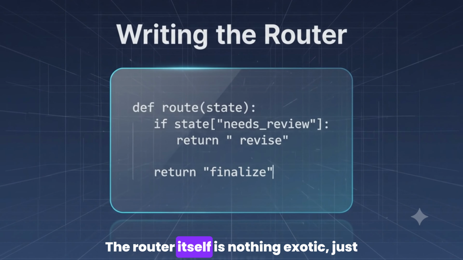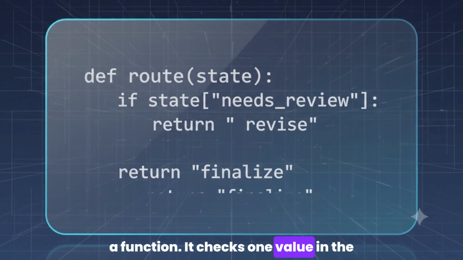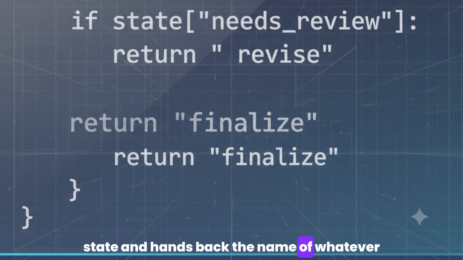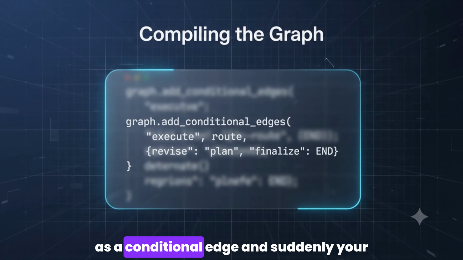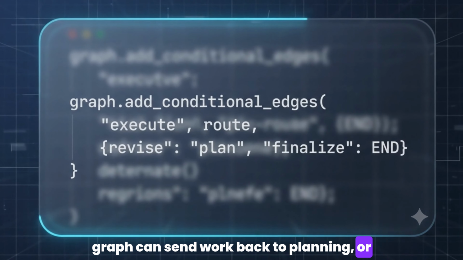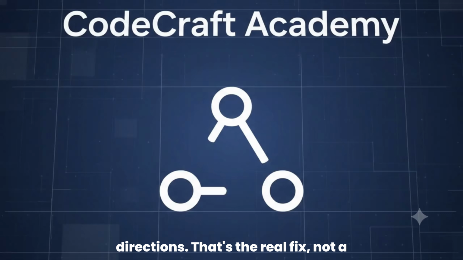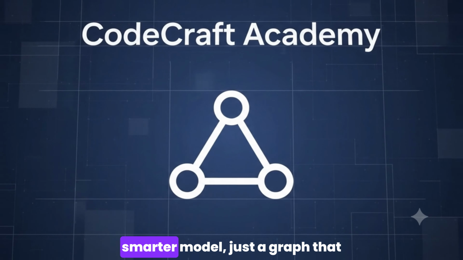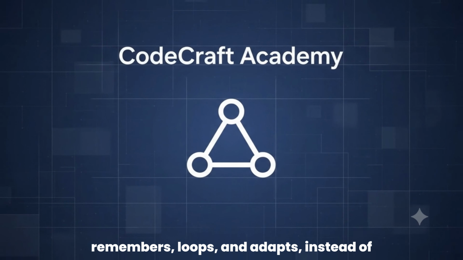The router itself is nothing exotic, just a function. It checks one value in the state and hands back the name of whatever node should run next. Wire that router in as a conditional edge, and suddenly your graph can send work back to planning, or forward to done. Same graph, both directions. That's the real fix. Not a smarter model, just a graph that remembers, loops, and adapts, instead of only moving forward.